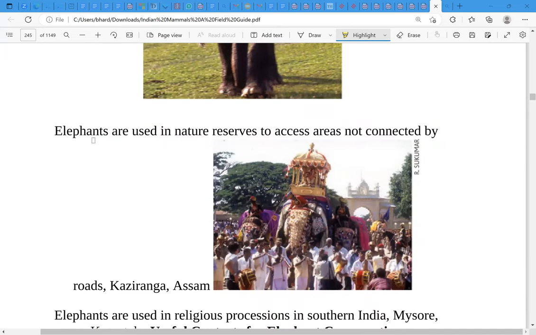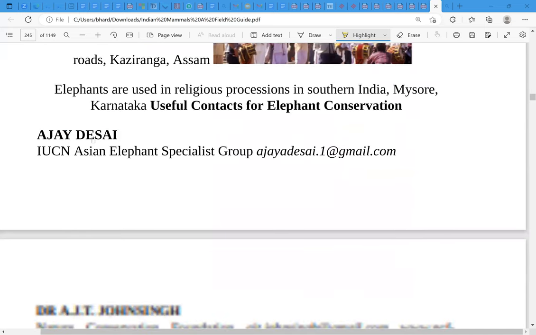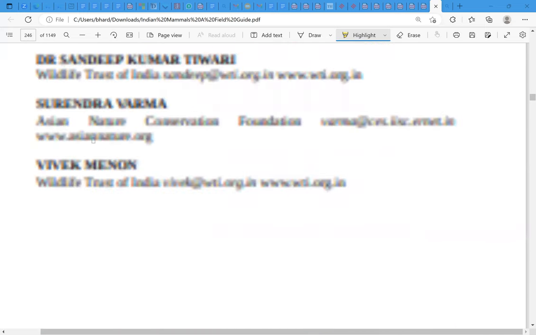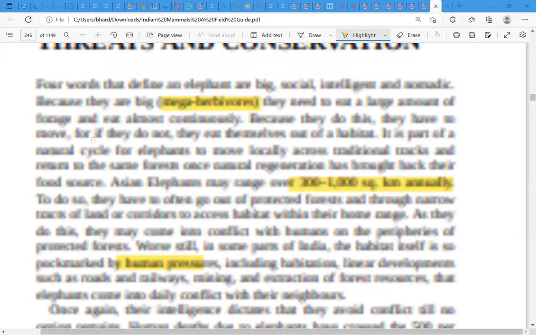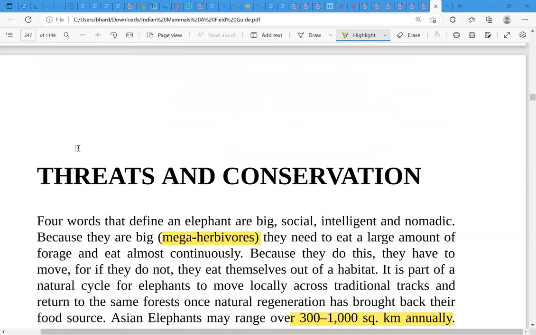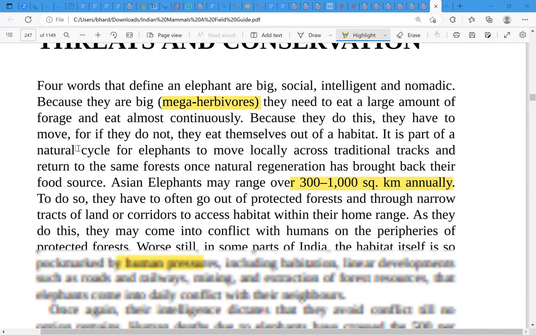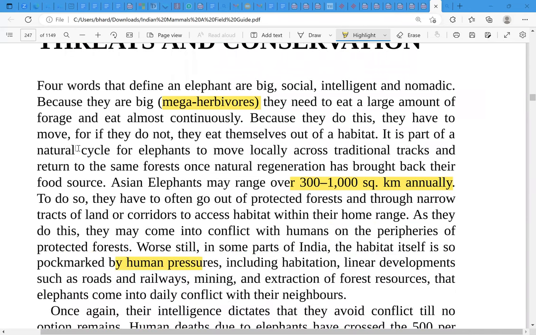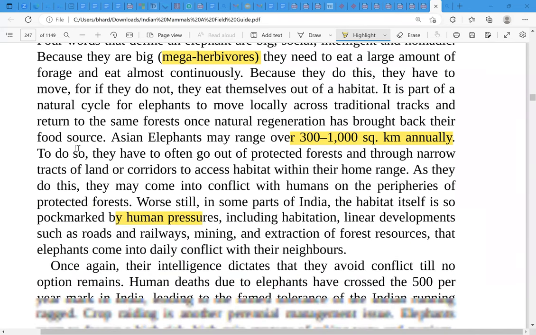So we can say that the elephant is wonderful, but at the same time it is threatened, and there is a need to take steps for its conservation. That is very, very important because they're mega herbivores. Asian elephants may range from 300 to 1,000 square kilometers and they come back. That is why there is human-wildlife conflict.